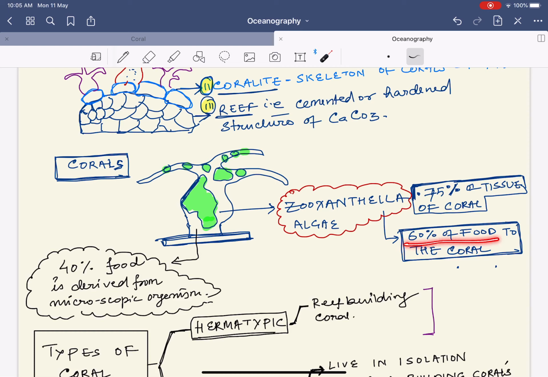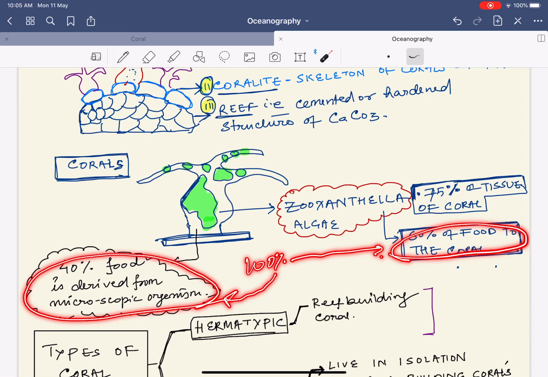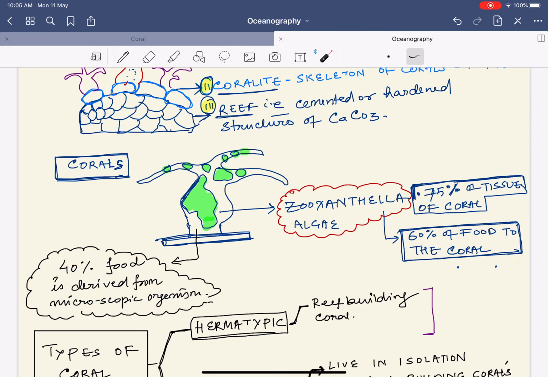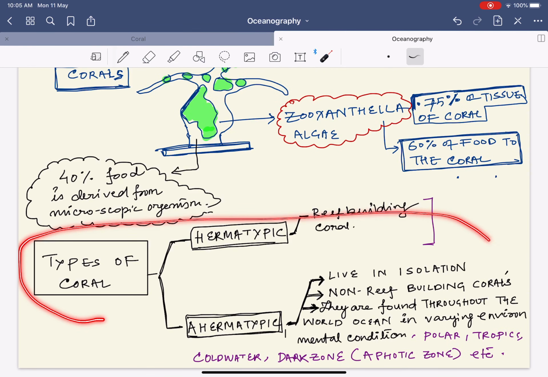Next, 60% of the food of the coral is provided by the zooxanthella. If the coral takes 100% food, out of which 60% is provided by the zooxanthella through photosynthesis, and the rest 40% is derived by the coral from microscopic organisms, like small planktons, zooplanktons, etc. Now remember, this concept is very important. Whenever you are writing an answer about this, you need not write about it until and unless the question has been asked for a 60 mark. For a 60 marker question, you need to write this.